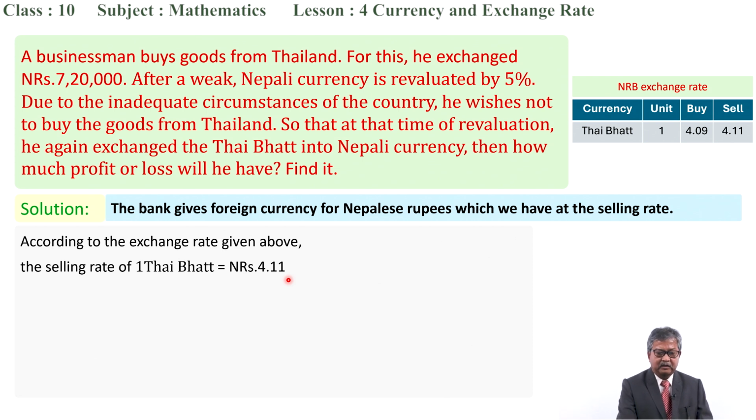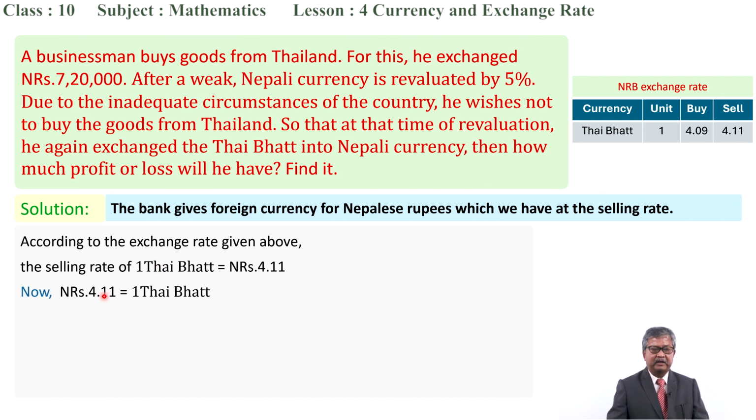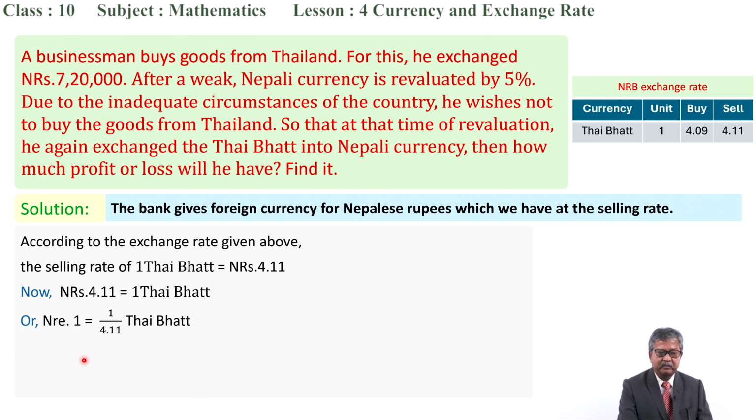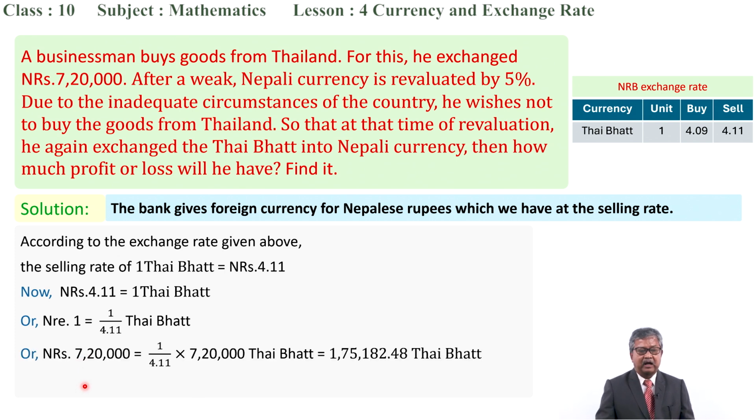So according to that, what does it mean? 4 rupees 11 paisa buys how many Thai baht? 1 Thai baht. So 4 rupees 11 paisa means 1 Thai baht, but 1 rupee means what? 1 upon 4.11 Thai baht. Then 7,20,000 Nepali rupees is equal to how many Thai baht? 7,20,000 Nepali rupees is equal to 1 by 4.11 into 7,20,000 Thai baht.